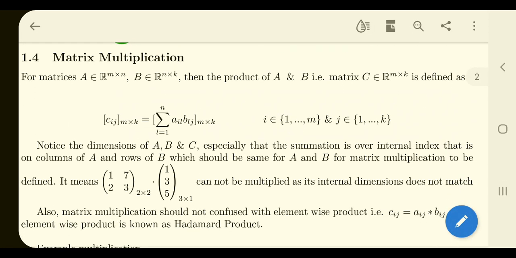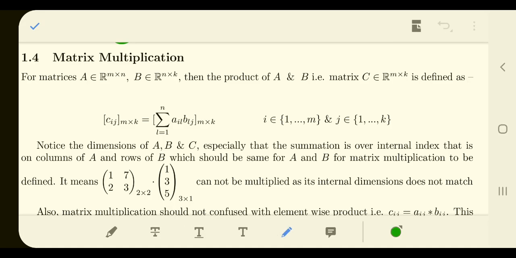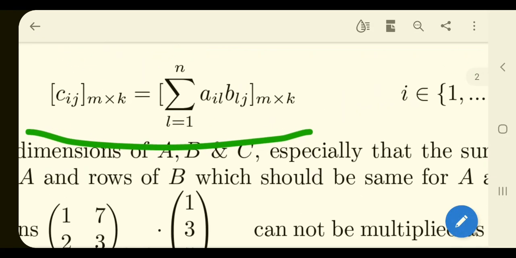Now, looking at matrix multiplication. Matrix multiplication is defined over two matrices, the sizes of which should be interesting, in the sense that they should be of m cross n order and n cross k order. The number of columns in the first matrix and the number of rows in the second matrix should be the same, and only then can you multiply A and B. The product size is m cross k, and it is defined in this format as a compact notation. We sum over the number of columns of A and the number of rows of B. You can see that here, if I enlarge it.